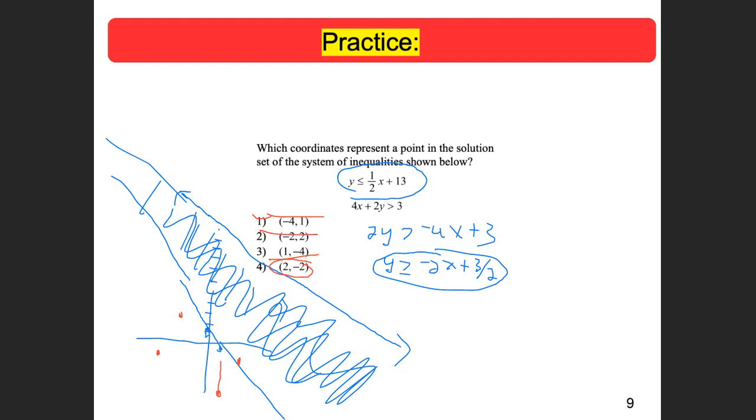I'm going to plug in 2, -2. So this is -2 is less than or equal to 1/2 times 2, which is 1, plus 13. So -2 is less than 14. That is true. So then I'm going to plug it in down here. So I'm going to put 2 in for x. That gives me 8 plus -4 is greater than 3. 8 plus -4 is 4, which is greater than 3. Yeah, that is also true. This has to be the solution because the solution has to be in the shaded region, or it has to make both inequalities true. So I am going to go with letter 4, or number 4, for that one.